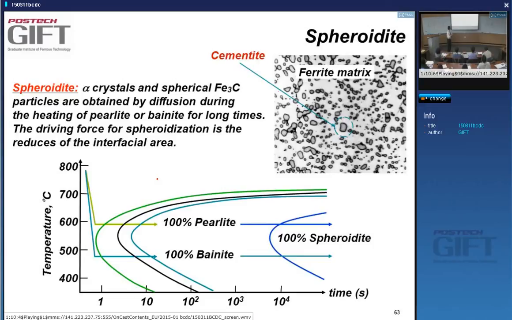And the reason why you transform this lamellar structure of perlite to spheroidite is because it has much less surface energy. Yes, and that's the reason why the perlitic microstructure is a high energy configuration, if you want, in comparison to the spheroidite. Yeah? Here you have lots of surfaces, lots of interfaces. And so that's basically the driving force for the formation of spheroidite. Yeah? A reduction of the interfacial area.